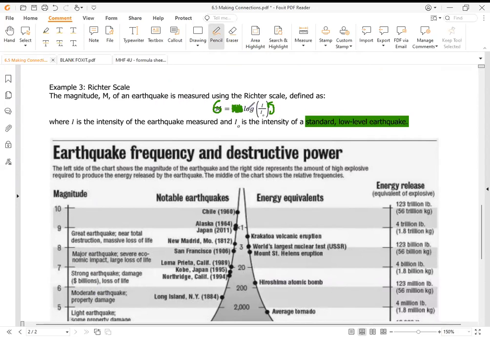Not 6,000, but this is base 10. 1 million times more intense than a standard earthquake is pretty destructive. You think about it like that. Okay, so let's do some questions.